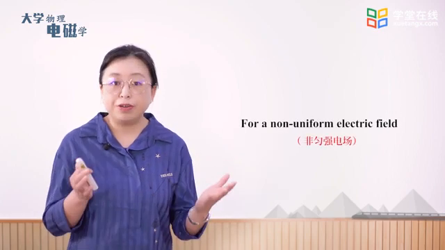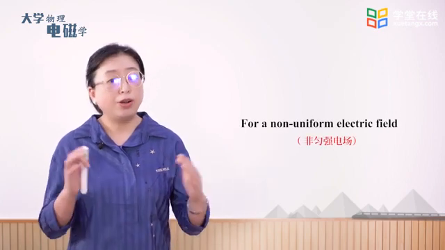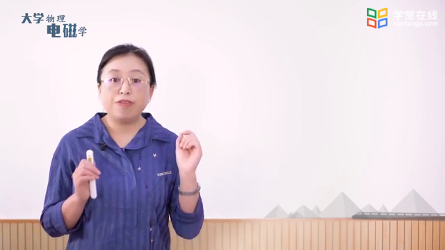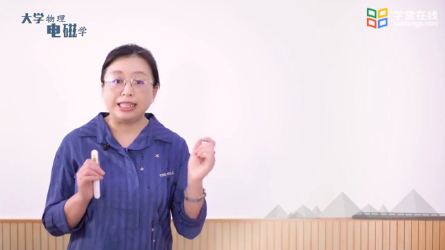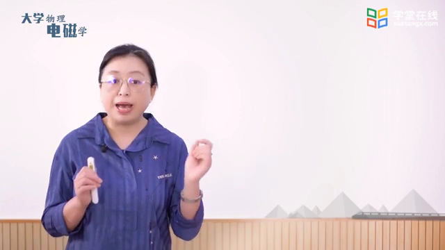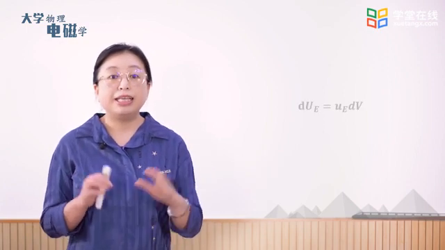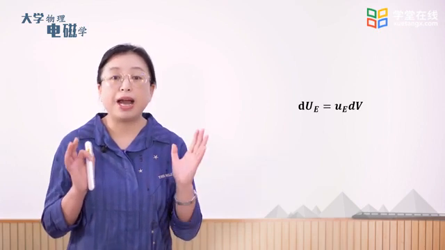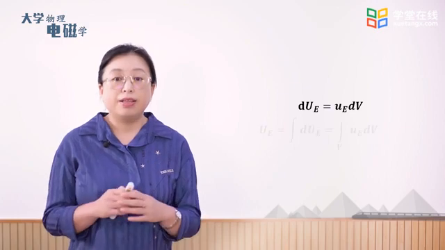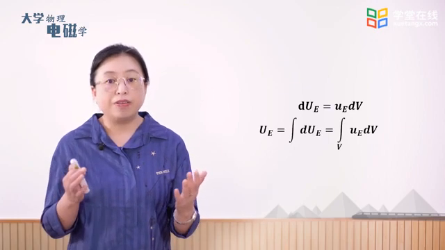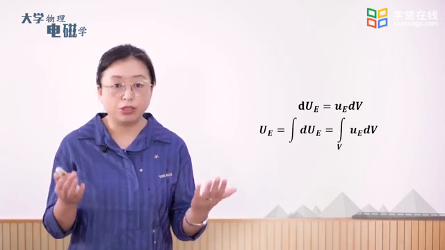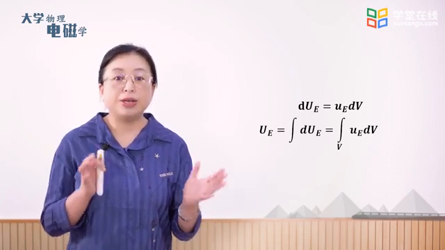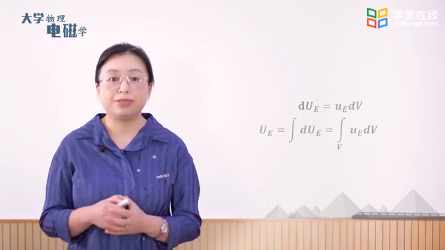If the electric field is non-uniform, then how to calculate the energy stored in the field? The key is to find the differential energy dUE stored in the volume element dV. dUE equals energy density little UE multiplied by dV. Then integrate dUE over the entire volume to find the total energy. We could find dV by the approaches we discussed in the earlier lectures.